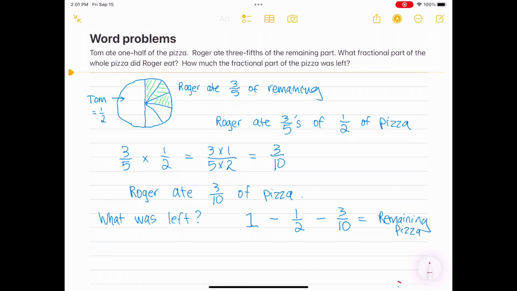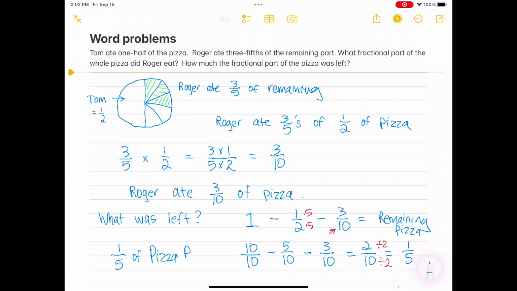So we make 1 into a fraction, 10 over 10, and 1/2, multiply both numerator and denominator by 5 to get 5/10, and we leave 3/10 as it is. So the equation is 10/10 minus 5/10 minus 3/10, which simplifies to 2/10. And we divide both numerator and denominator by 2 to get 1/5, which is in its simplest form. 1/5 of the pizza is left.